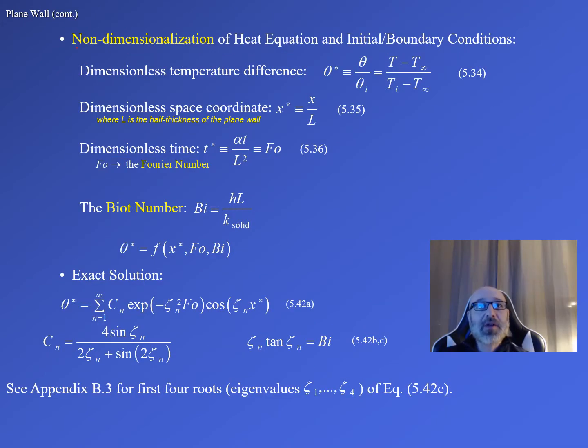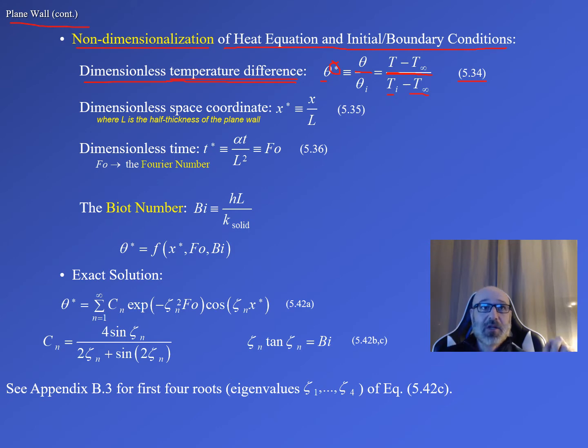So now I want to talk about the non-dimensionalization of the heat equation and initial boundary conditions. We're going to do this still for that plane wall example we saw on the previous slide. Let's first take a look at our dimensionless temperature difference, theta star. The star denotes that this is dimensionless. So this is equal to theta over theta i, our temperature difference over our initial temperature difference, which relates to equation 5.34 in our textbook, where we have our temperature of interest, T, minus our temperature of the surroundings, T infinity, all over our initial temperature minus the temperature of the surroundings. That gives us our dimensionless temperature difference.